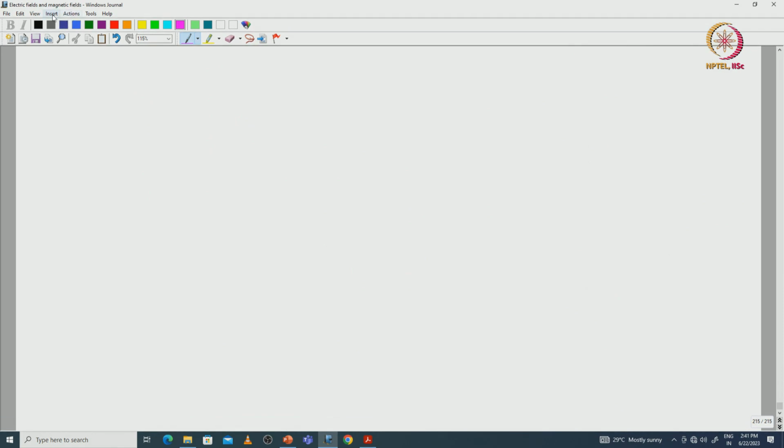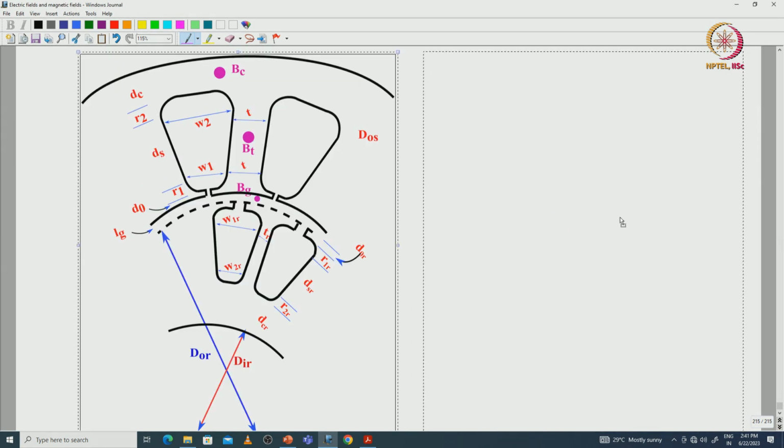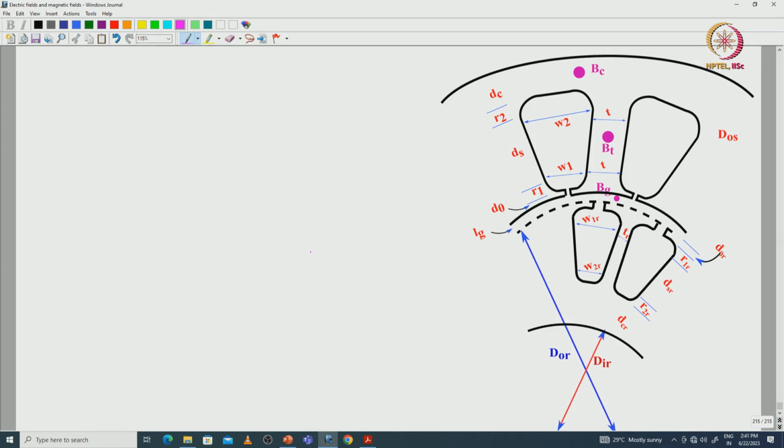Similarly, we have to calculate the flux densities at the teeth and back iron. Flux density at the teeth will be, the flux lines are flowing in this manner, and we have to find the cross sectional area with respect to this portion. So, here BTR we have to calculate.